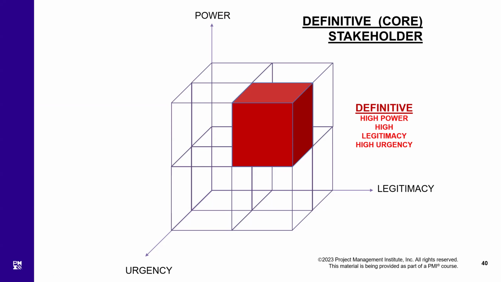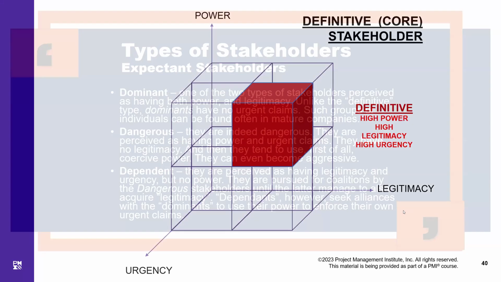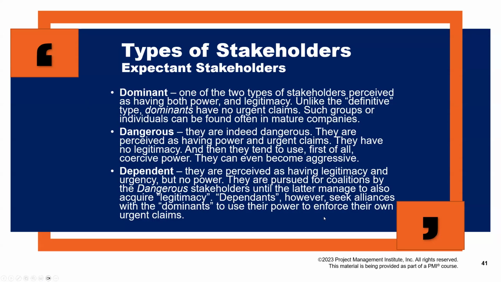If legitimacy is increasing on the right hand side, power is increasing upwards, and urgency outside of the paper, then this cube has every element high. If you relate it with salience, this is the high salience portion. The red one is high salience. This cube is high salience. These are the core stakeholders, or they can be called definitive stakeholders. These are high in all, right? Let us move on to expectant stakeholders.